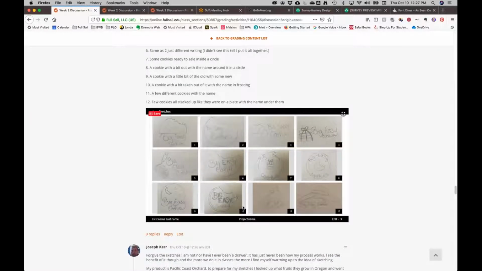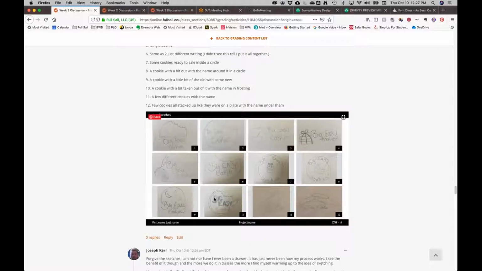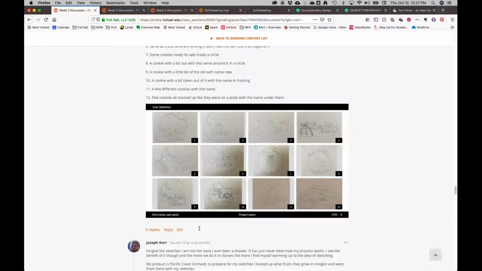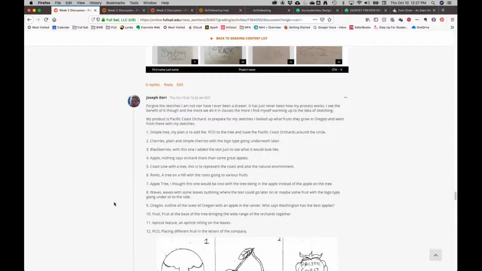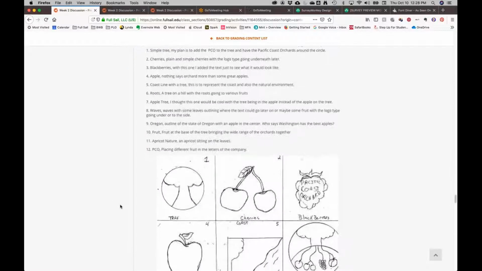And jump into something a little more distinctive, a New Orleans icon, and no type yet. You're going to do type after you get your icon established. Don't write out the name. That doesn't count as a logo for this. I hope that's helpful.